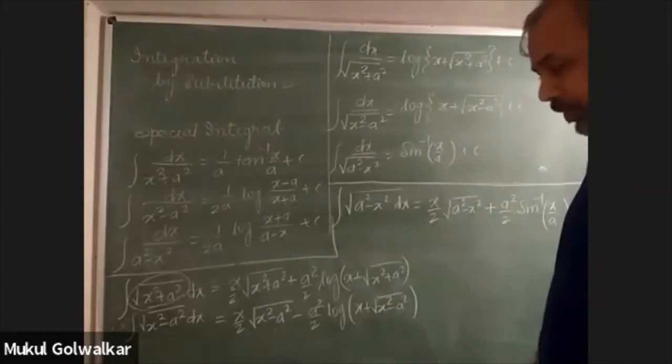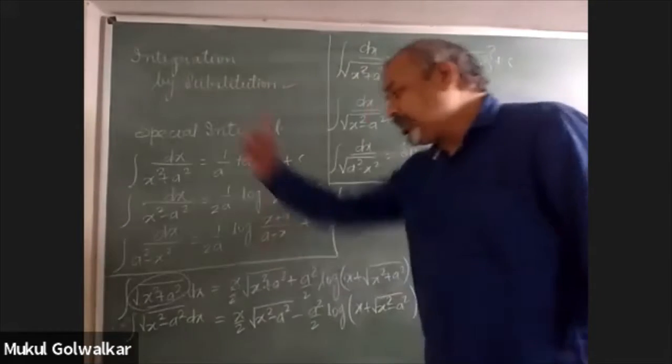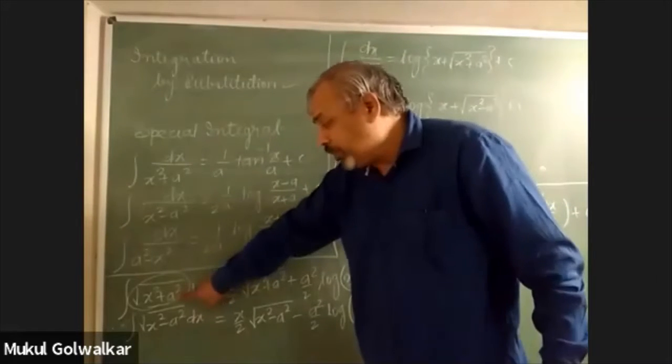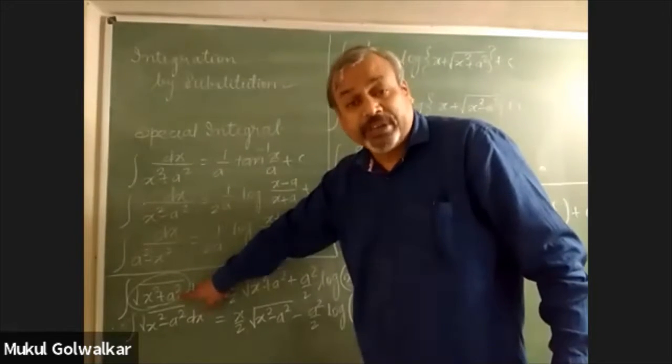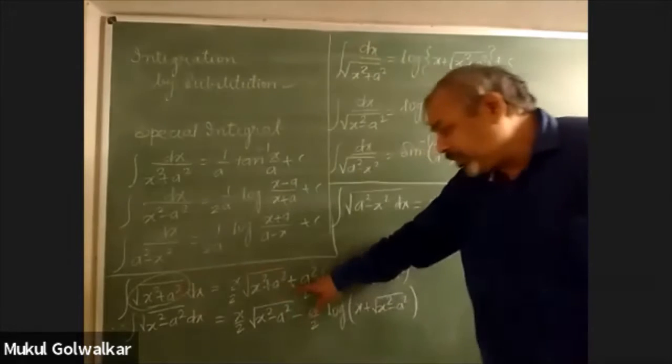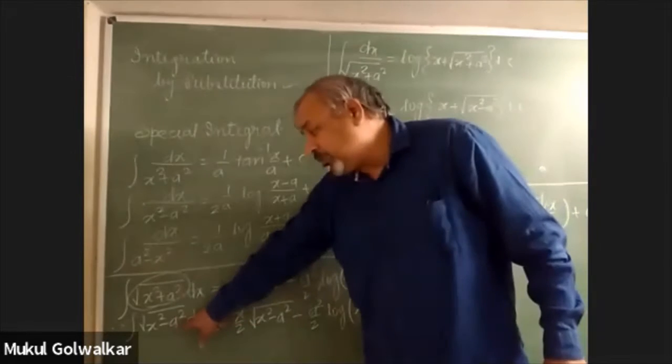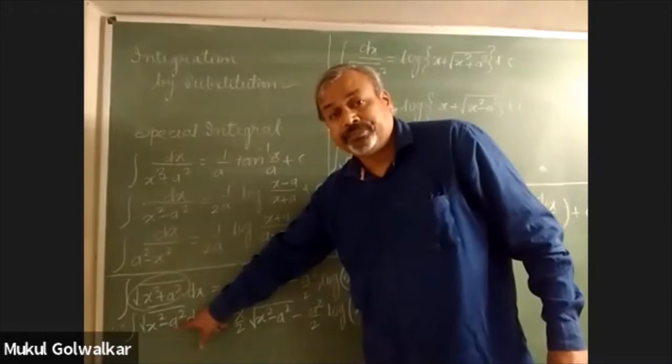Yes or no? Yes. Okay. And then you notice the sign of the a square term. In the first formula, what is the sign of the a square term? Positive. So here you will be able to write down the positive sign. In the second formula, what is the sign of the a square term?